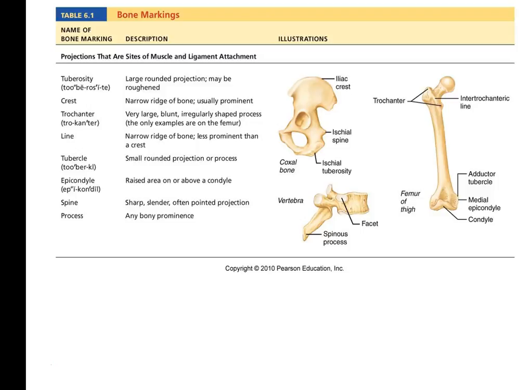Epicondyle: you really have to know what a condyle is first. A condyle is a knuckle-like projection on this femur. If you can imagine that somebody's wrapped their fingers around the end of the bones and you're seeing the knuckles, those are the condyles. And then structures found above the condyles are epicondyles. A spine is a sharp, slender projection. You see the spinous process of the vertebrae. You see the ischial spine on the hip bone. Process is just a general name given to any of these projections or bony prominences that we see in the skeletal system.